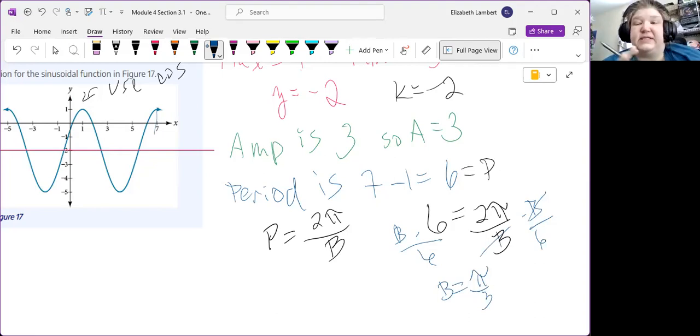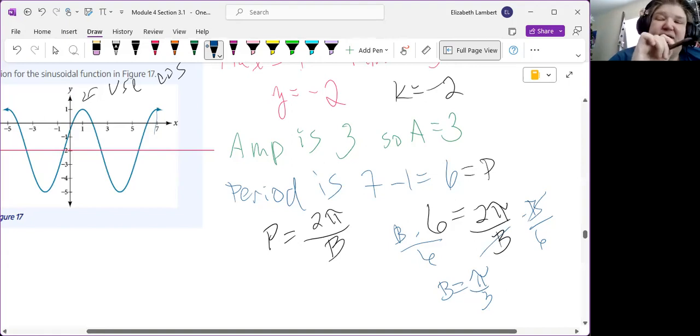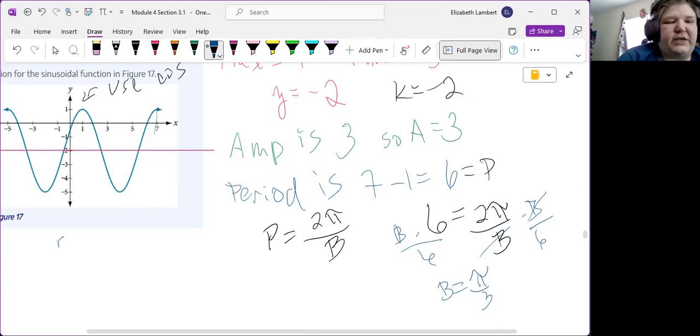All right, now I need to see, did this graph get shifted? So normally that peak is at 0. So this got shifted right 1 unit.